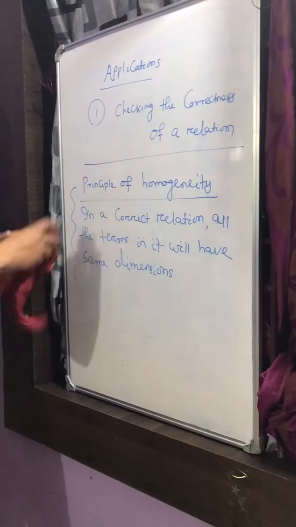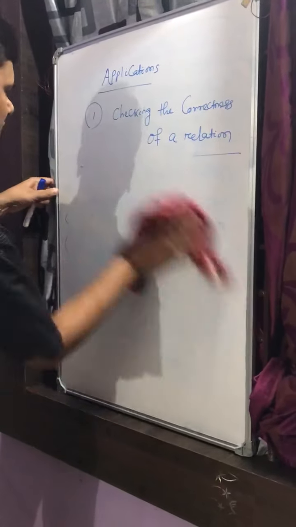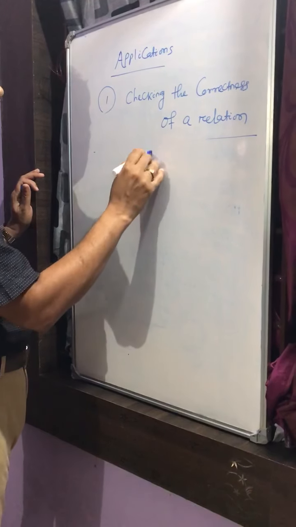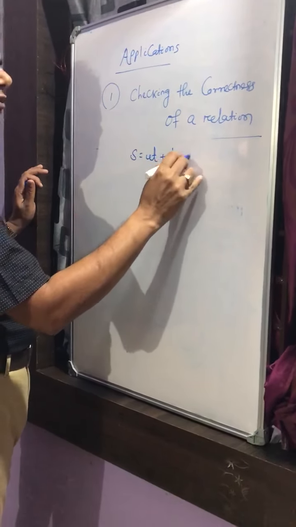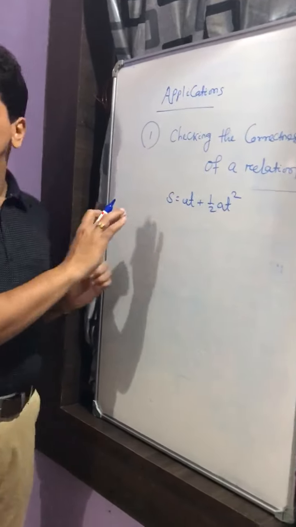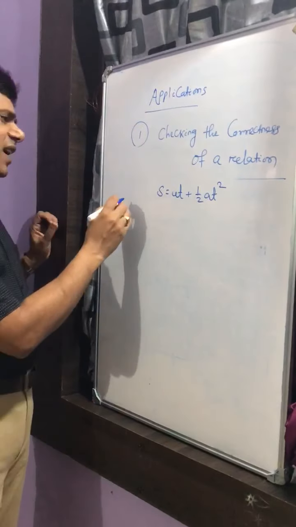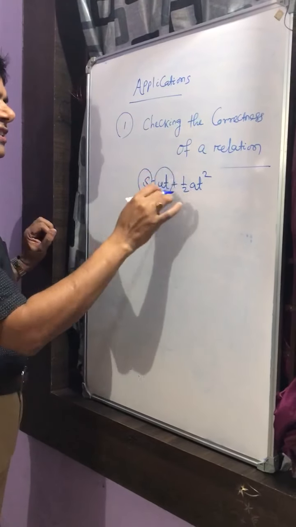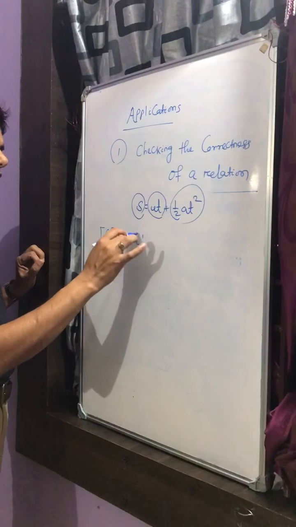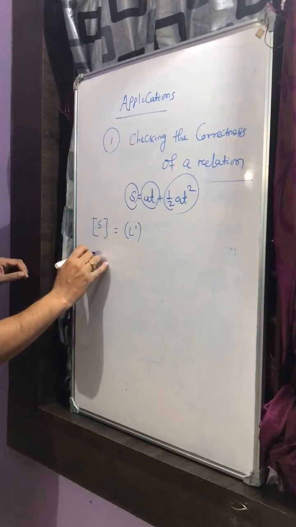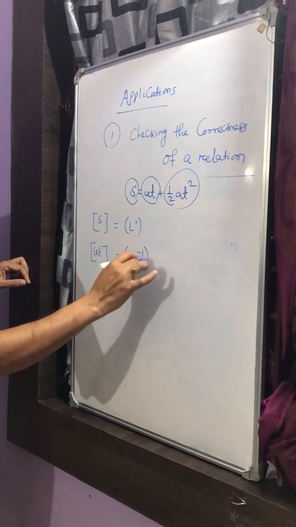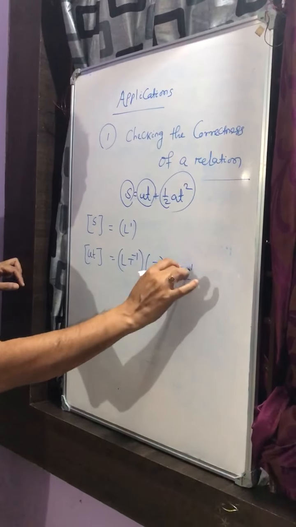Now you see, suppose we are given an equation like this, that s equal to ut plus half at square. We are told to verify this equation. So by using dimensional analysis, we can verify this. This equation has three terms. Let us find out the dimensional formula of the first term. So this will be this. And the second term will have a dimensional formula like this. u is L, T minus 1, and t is T, so it will be again L.